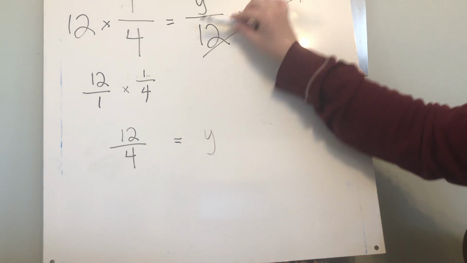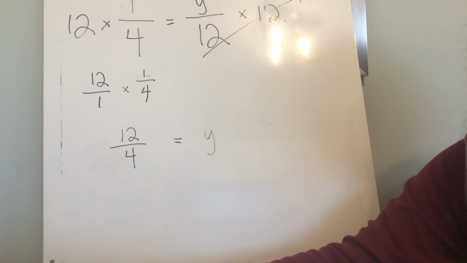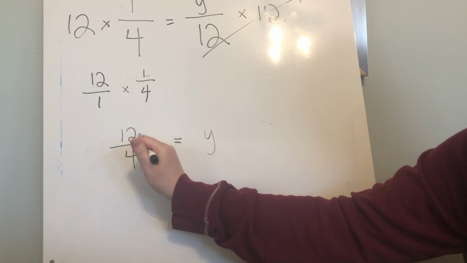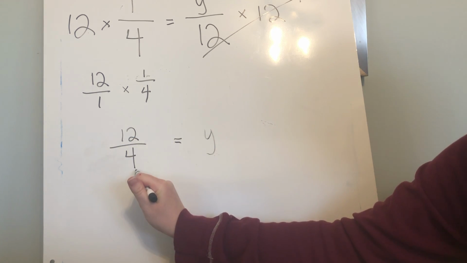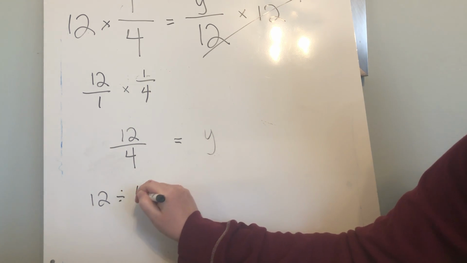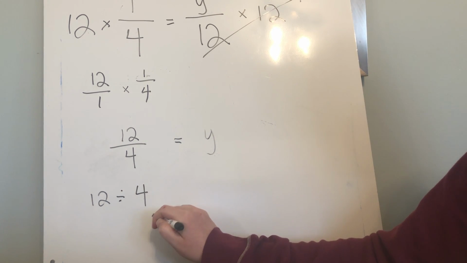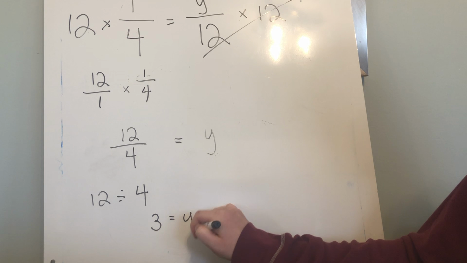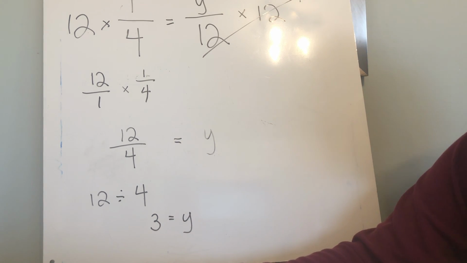We know that this bar means divide. So this means 12 divided by 4. 12 divided by 4 is 3. So y equals 3 would be my answer in simplest form.